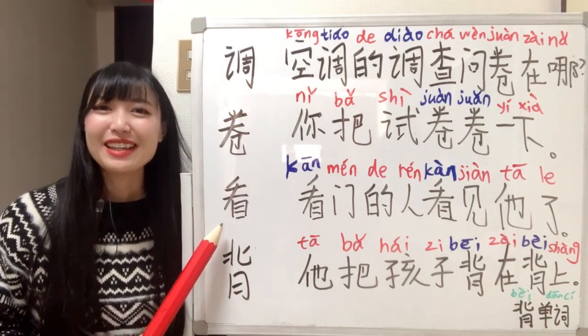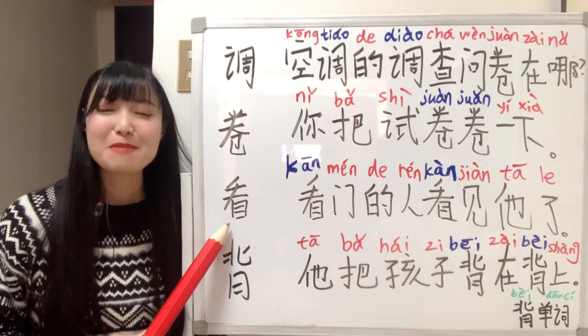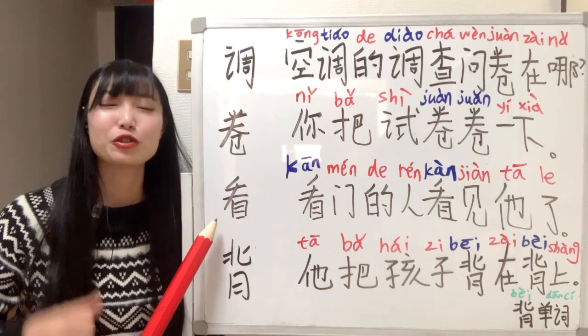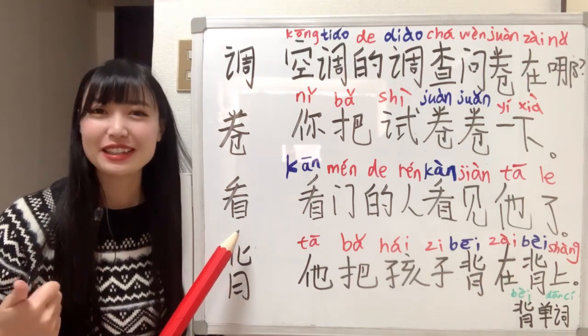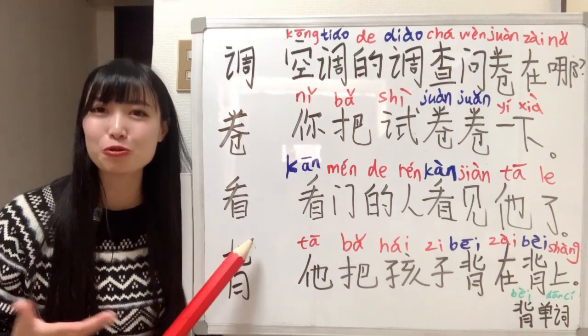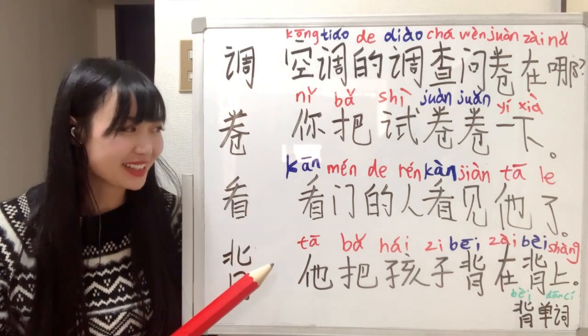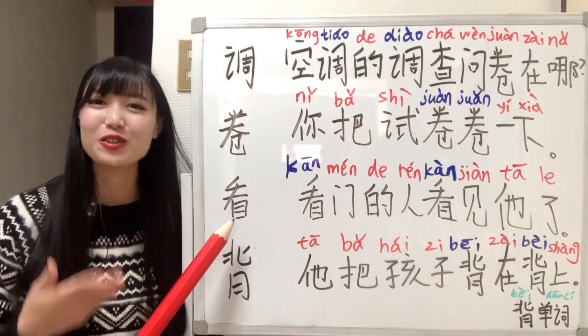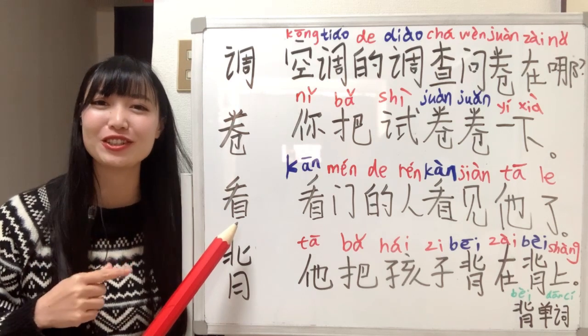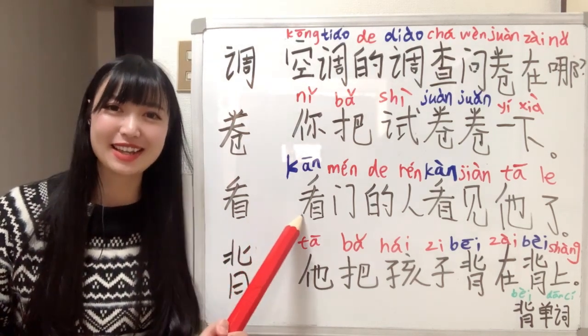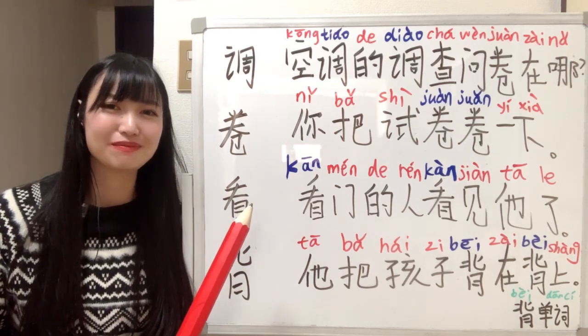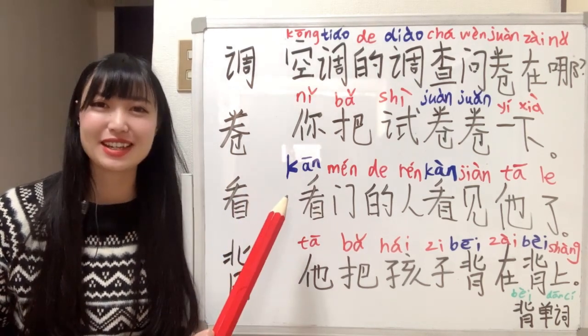Maybe you have seen this character many times, and it means to watch, to see, like watch TV, 看电视, or to read, 看书, many meanings. But today, I'm going to tell you that this character actually has another pronunciation. It's 看. What does it mean? Let's read the sentence together.